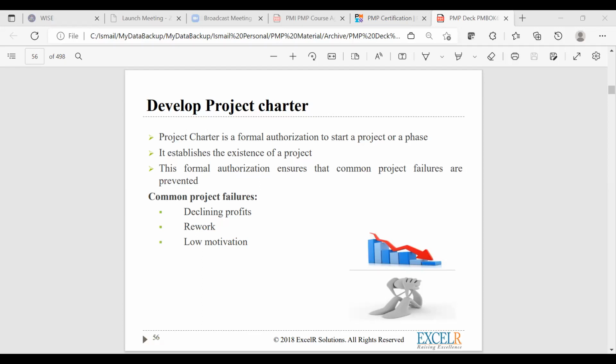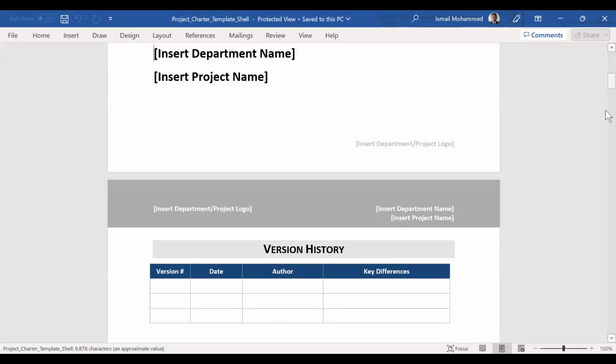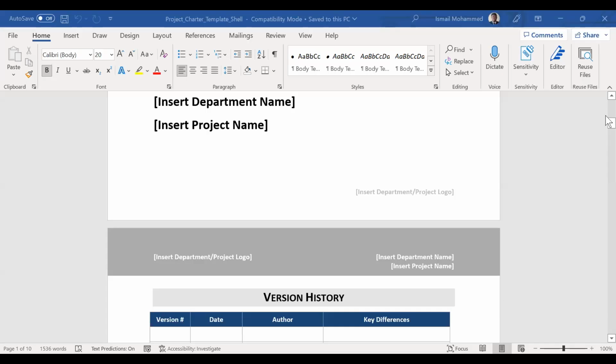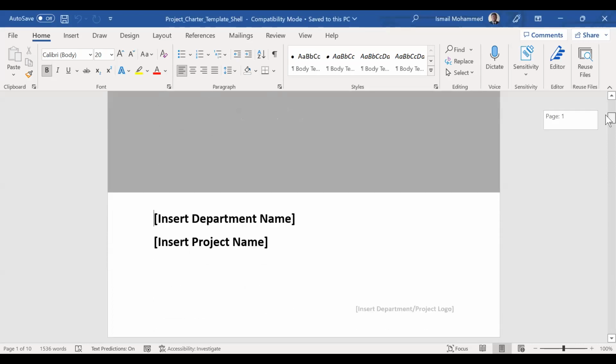Yeah, I'm sharing my screen. You see, this is the project charter template. I cannot see it. No, I'm sharing. Are you able to see now? Yes, this is the project charter.